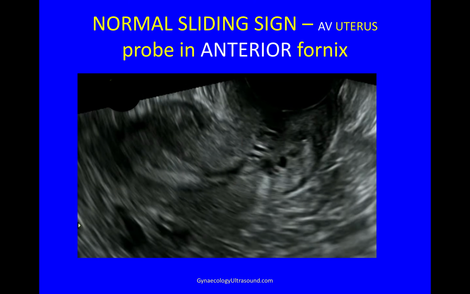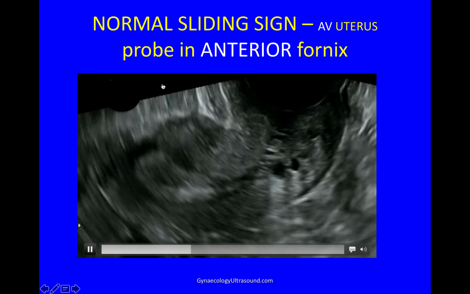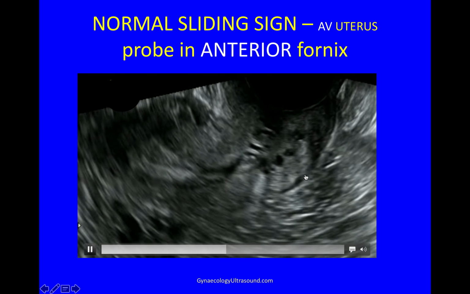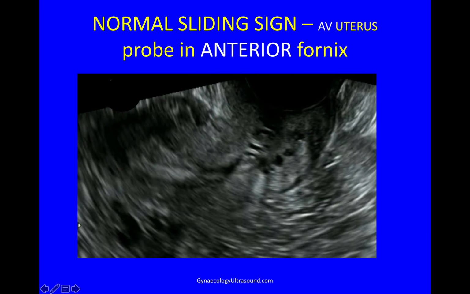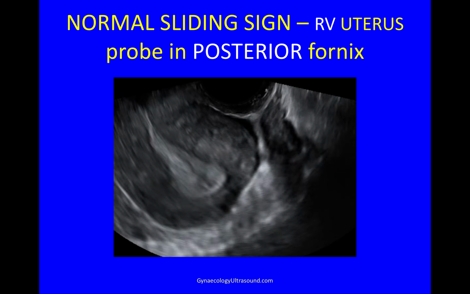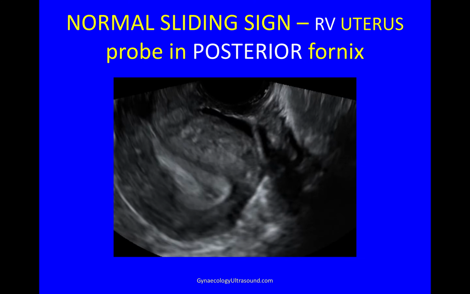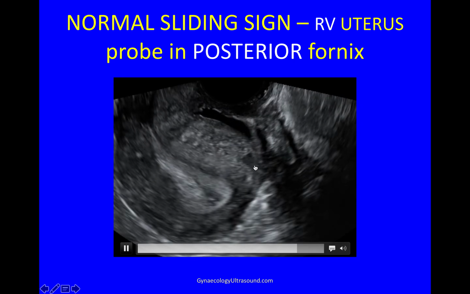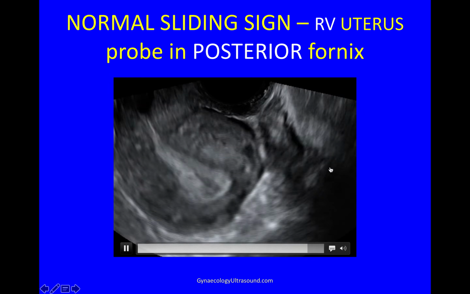So this is a normal sliding sign. It's an anteverted uterus. The uterus is tilted toward the bladder here, and the probe is in the anterior fornix. I can see the cervix, and I can see the back of the cervix moving freely against the bowel. Normal sliding sign. And here's an example of a normal sliding sign in a retroverted uterus. I've now put the probe in the posterior fornix, so the cervix is pushed to the side. But when I press very gently with my probe, you can see that the back of the uterus and the back of the cervix is entirely free from the posterior structures.